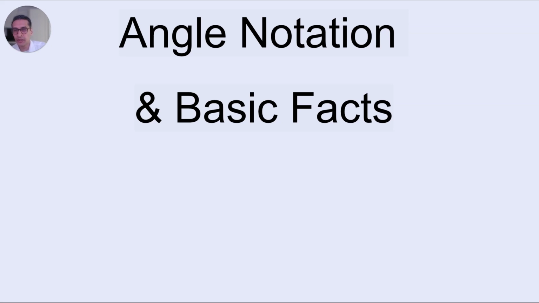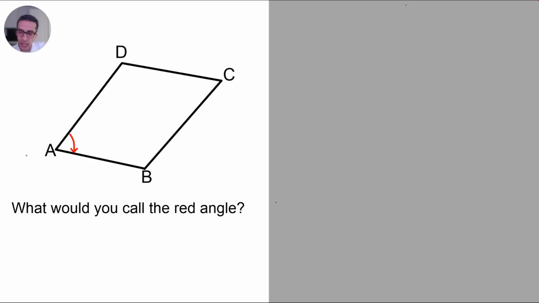Alright, let's look at some angle notation. So here's an example of a shape, ABCD. What would you call the red angle? Now I think you would mostly agree that we may just call that red angle A. Might be a decent name for it. Now that's not too much of a problem with this diagram.